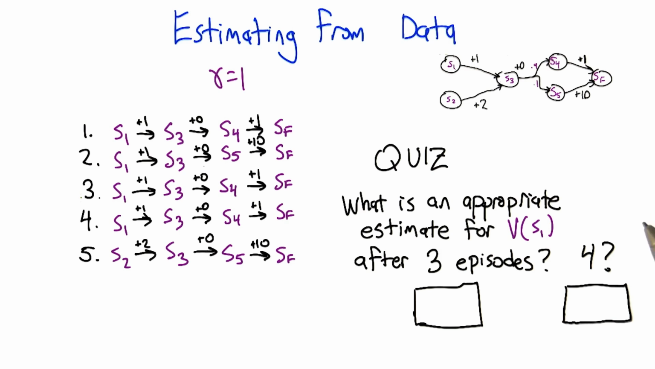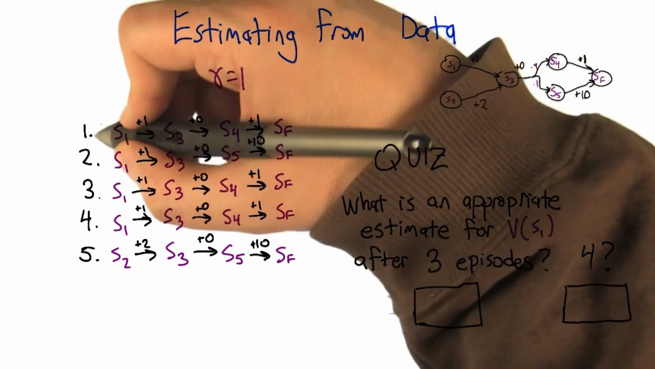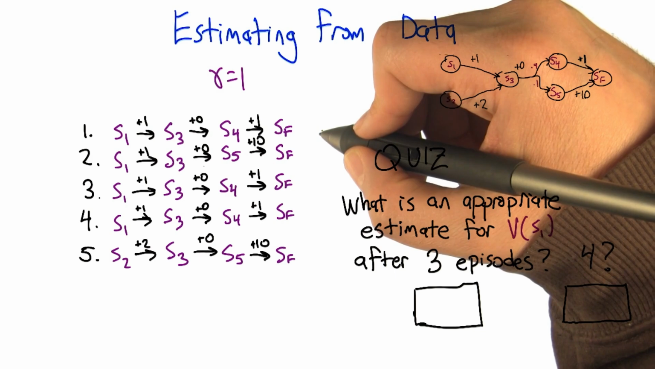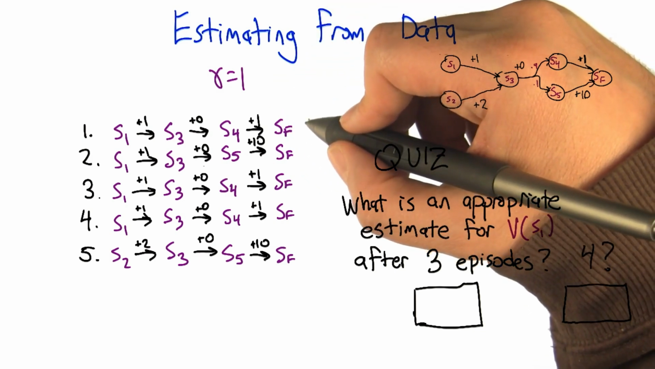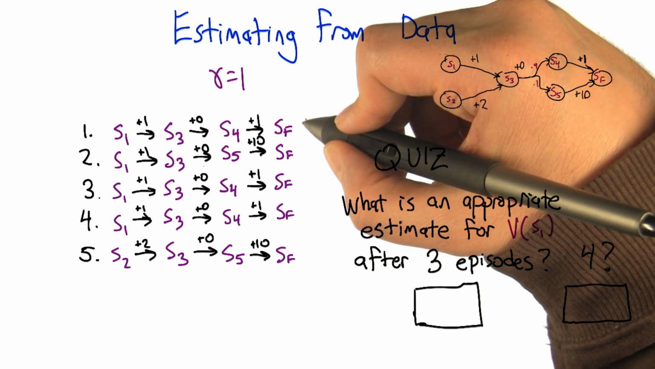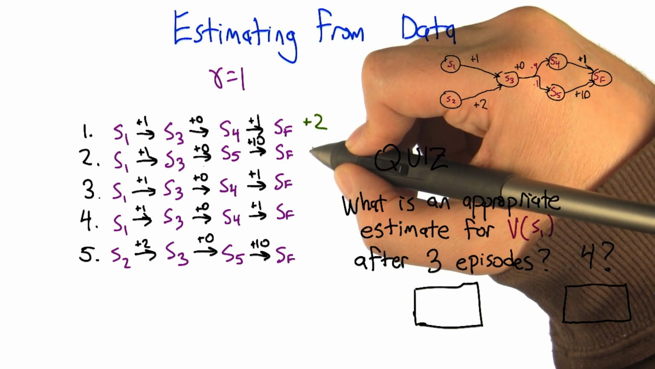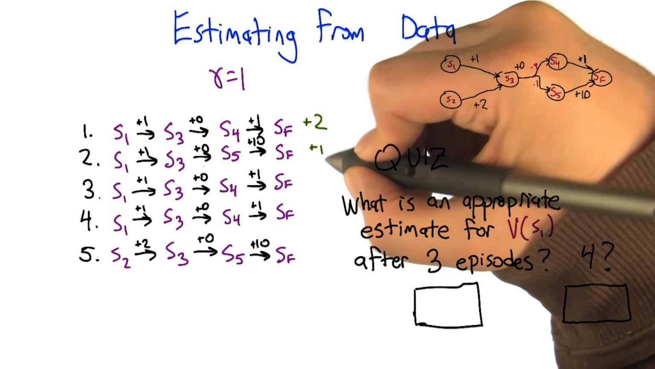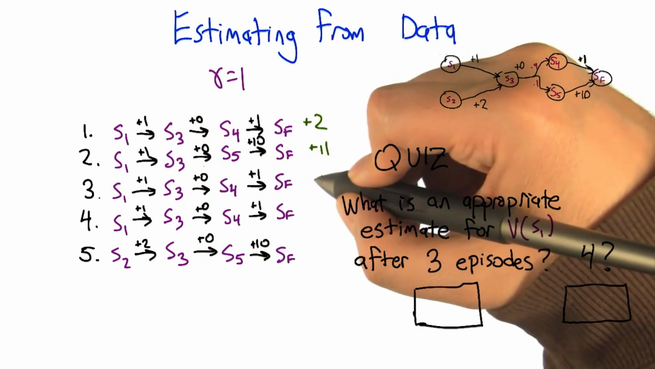So I can look at episode 1 and see what the value for S1 turned out to be. Because gamma equals 1, I can basically just add up the numbers on the arrows, right? Yep. So the value to S1 in episode 1 is 2. Good. And the value to S1 in episode 2 is 11. Good. And the value to S1 in episode 3 is 2 again.